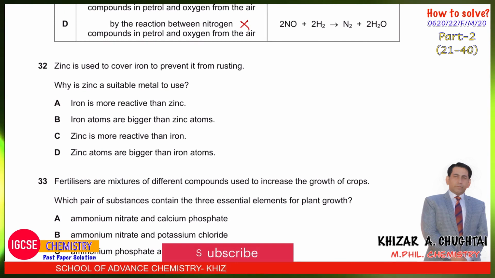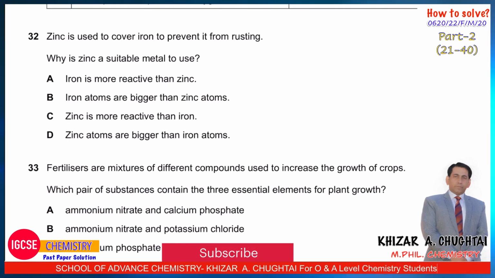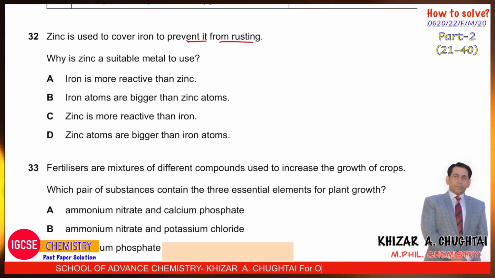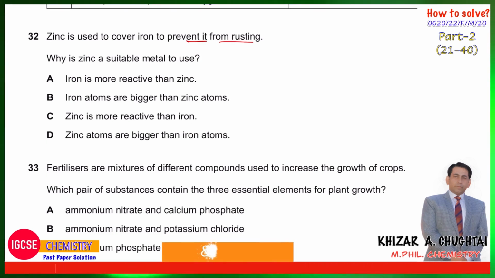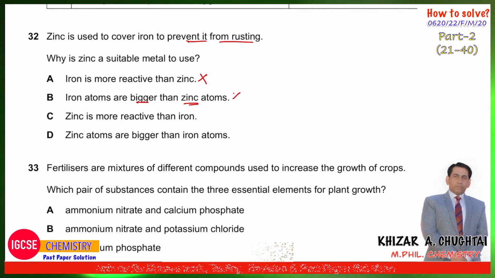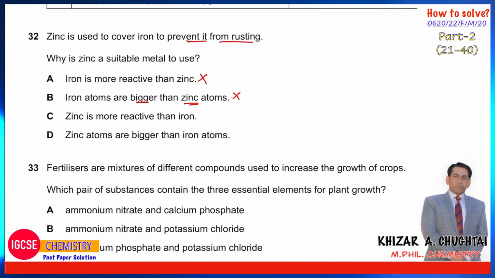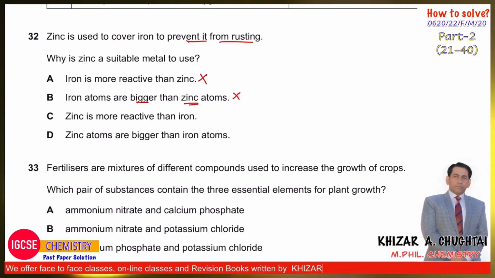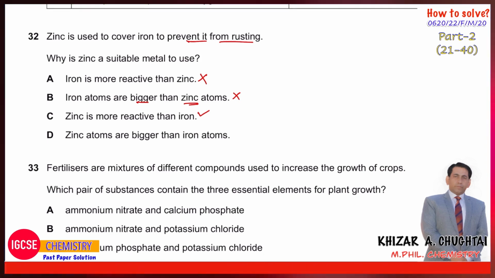Question number 32. Zinc is used to cover iron to prevent it from rusting. Why is zinc a suitable metal to use? Iron is more active than zinc. No, it's wrong. Zinc is more active. Iron atoms are bigger than the zinc atom. No, this is not the reason for the prevention of rusting. C, zinc is more active than iron. Yes, it is true. Because of this more reactivity, zinc protects iron. C is the correct option.